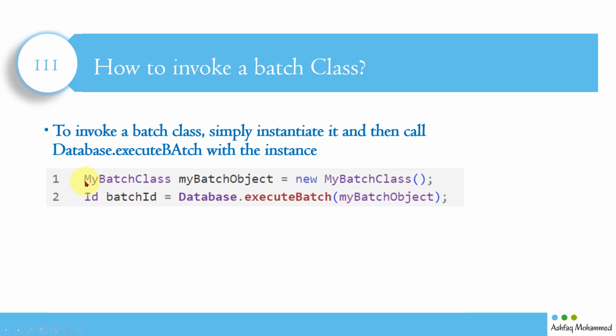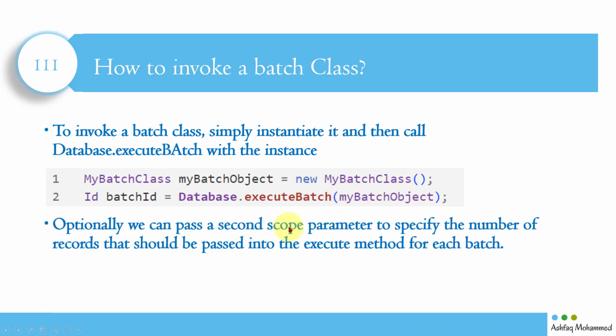Let's see the example. This is my batch class. MyBatchClass myBatchObject equals new MyBatchClass, and then Id batchId equals Database.executeBatch(myBatchObject). So you write the name of the class, then a variable of the class equals new, again the name of the class. Then you declare an Id variable called batchId, equals Database.executeBatch, and pass the class variable over here.